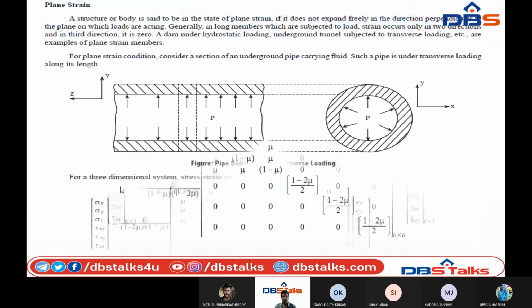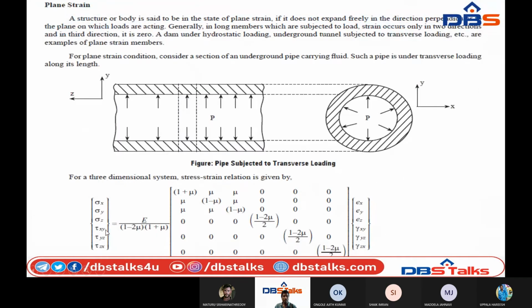Sigma x, sigma y, sigma z, tau xy, tau yz, tau zx. This is the condition we already completed in stress strain relation for a 3-dimensional body. Here, plane stress condition is similar to the D matrix of stress strain relation for a three-dimensional body. Particularly, we are following the stress strain relation for a three-dimensional body. One side stresses and another side will be strains.